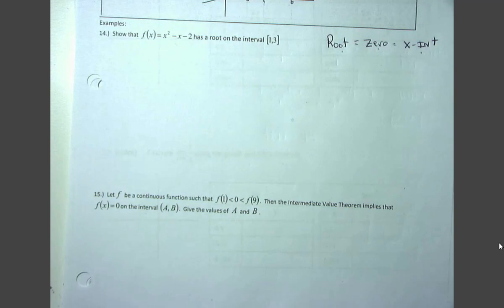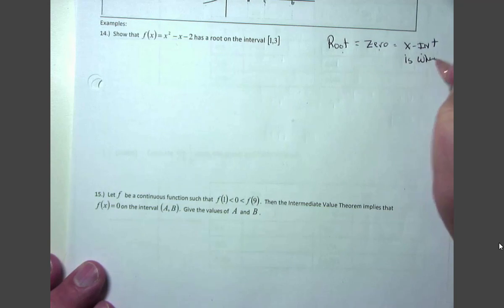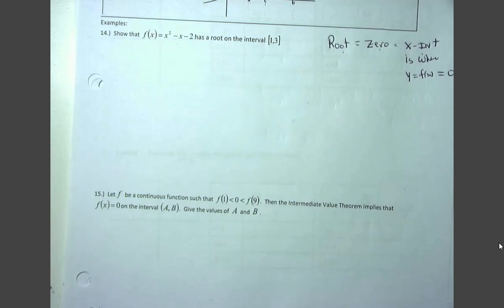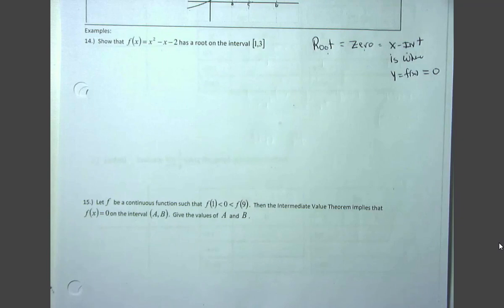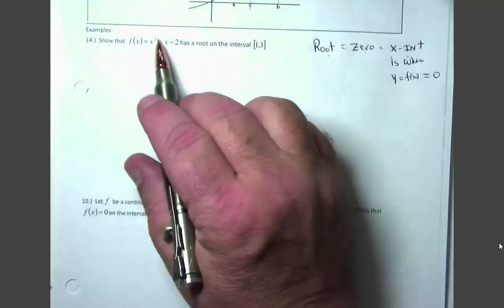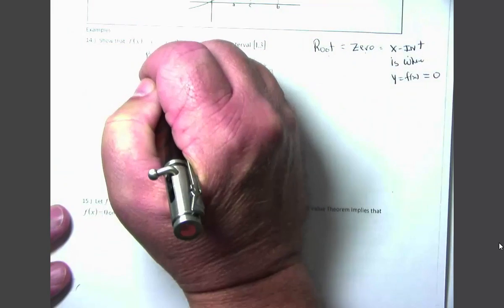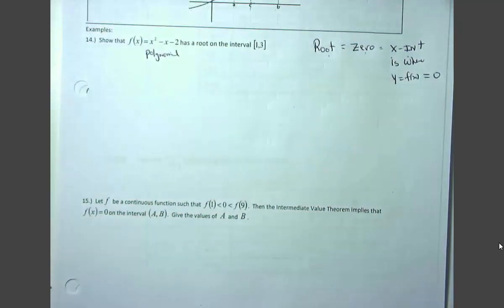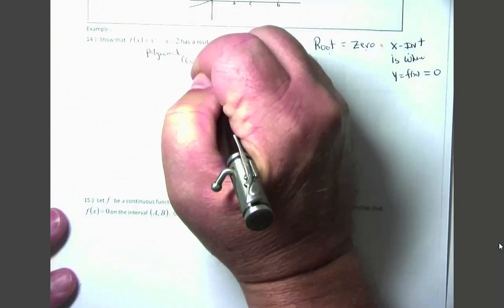And what exactly, as we define it, is an x-intercept? It is the place that the function crosses the x-axis. And how do you find this guy? The x-intercept is where y, which is equal to f of x, actually equals zero, right? Just to remind you. Now, I want to show by theorem that f of x equals x squared minus x minus 2 has a root on the interval between 1 and 3. Well, first off, what kind of function is this guy? It's a quadratic, granted. We're going to call him a polynomial, which a quadratic is. It's a polynomial. So it's continuous.